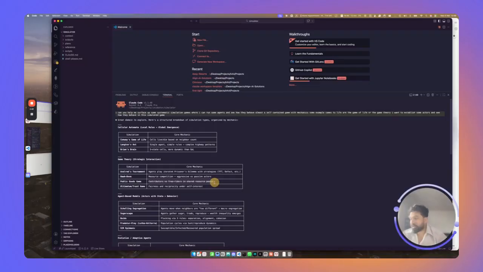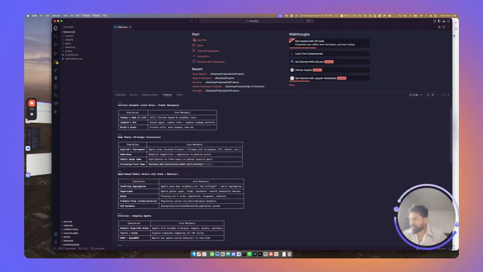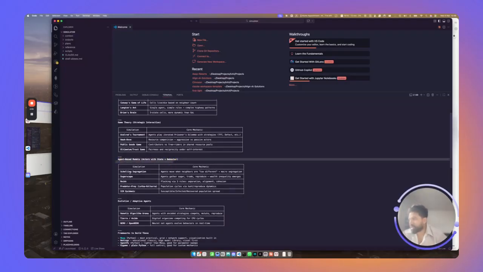Contributors versus free riders in shared resource pools, fairness and reciprocity under self-interest. Then agent-based models: Schelling segregation, where an agent moves when its neighbors are different, producing macro segregation. Sugarscape: agents gather sugar, trade, reproduce, and wealth inequality emerges. Boids: flocking via three rules: separation, alignment, cohesion. And predator-prey population cycles.